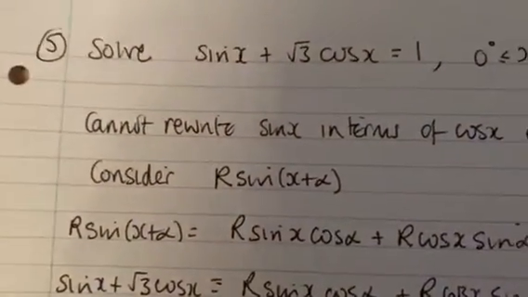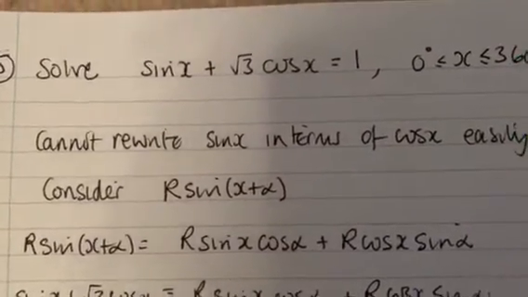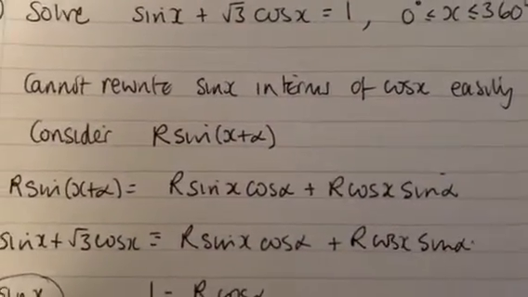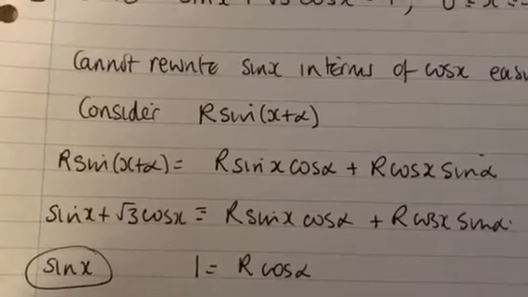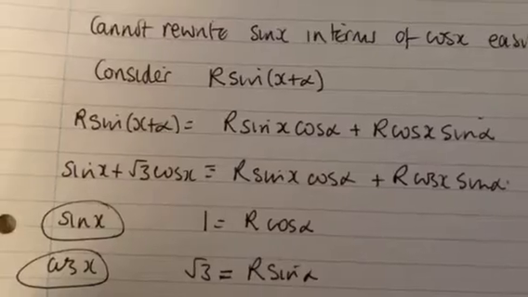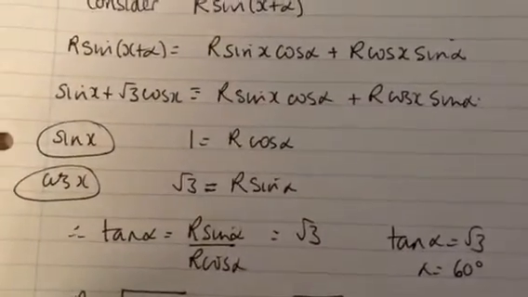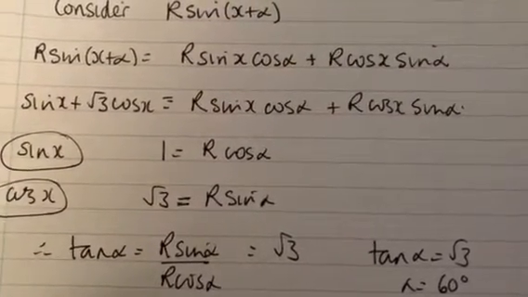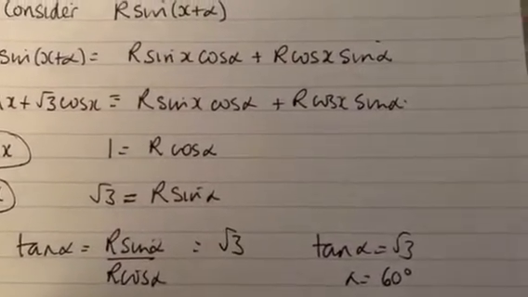I'll show you. R sine of x plus alpha expands to be r sine x cos alpha plus r cos x sine alpha. You're then going to compare your coefficients. The coefficient of sine x, on the left you've got 1, and on the right you've got r cos alpha. Coefficient of cos x, on the left you've got root 3, on the right you've got r sine alpha. So tan alpha is r sine alpha over r cos alpha, which is root 3. And you know that that means that alpha is 60 degrees.